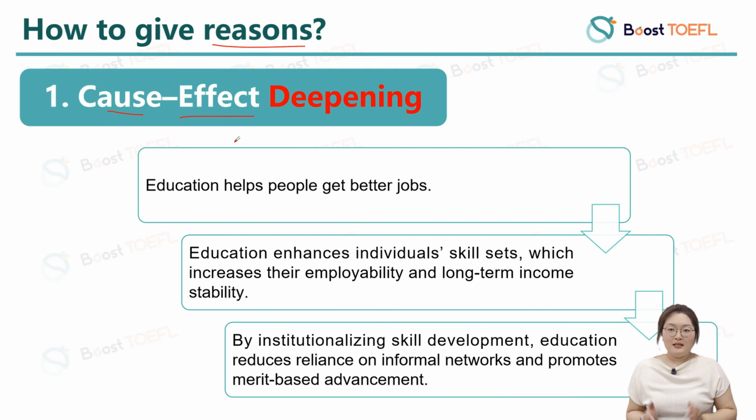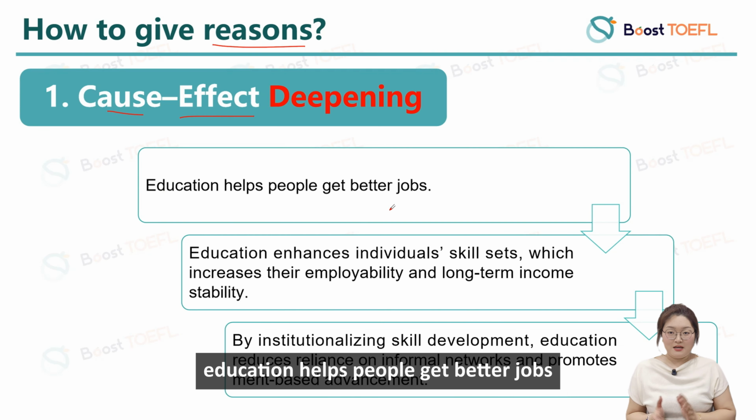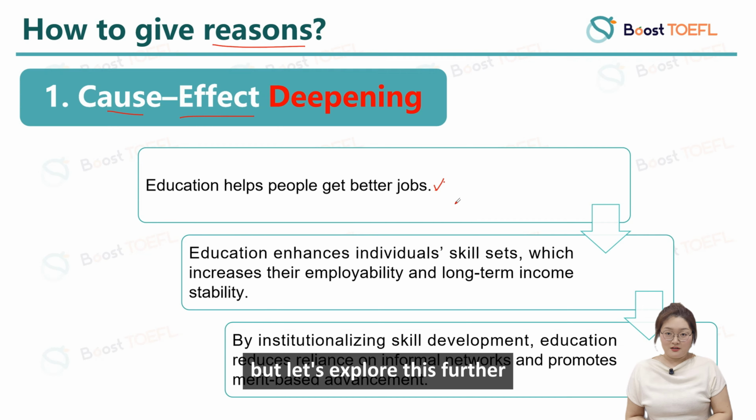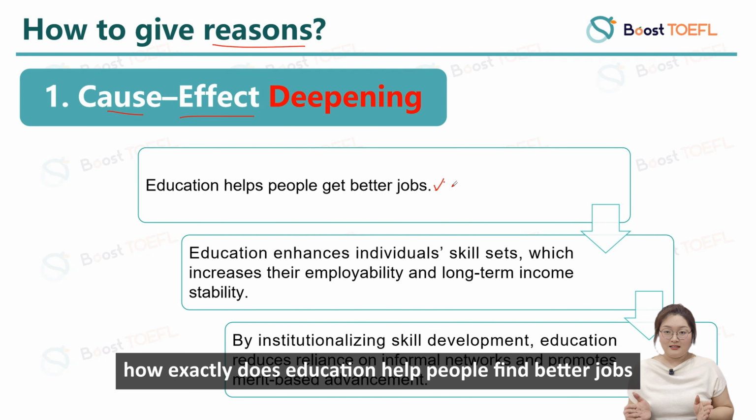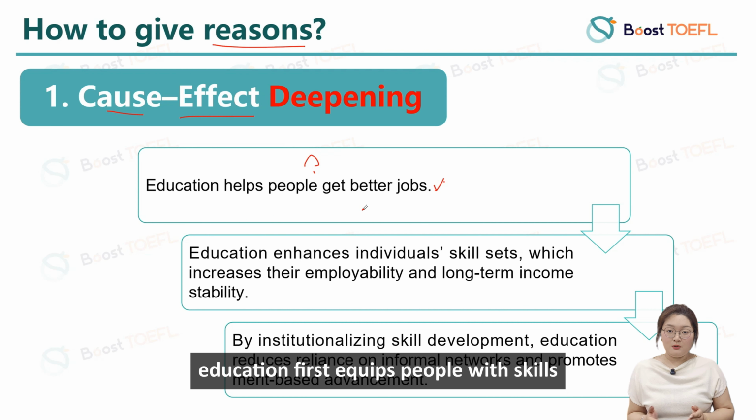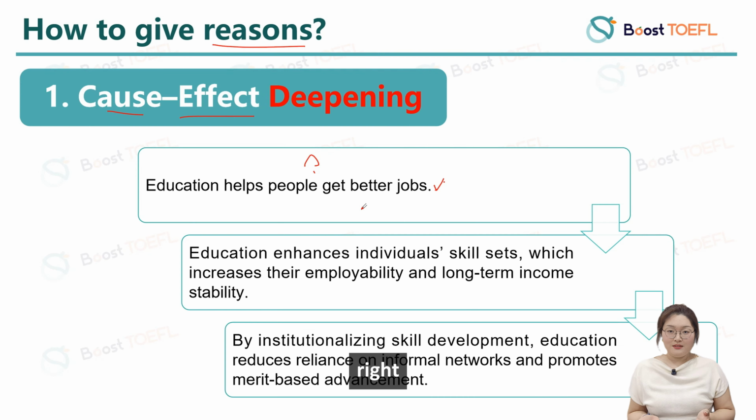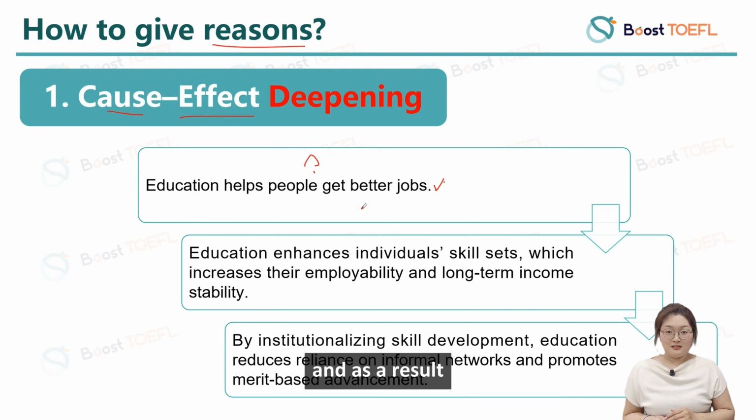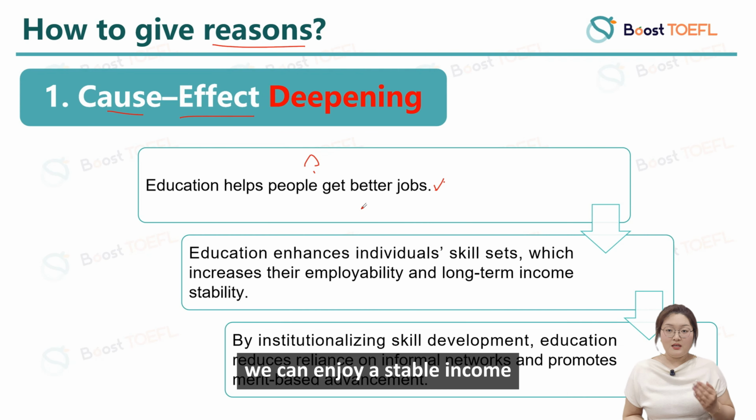For example, education helps people get better jobs. Okay, this is correct. We all know that, right? But let's explore this further. How exactly does education help people find better jobs? Well, education first equips people with skills, right? And with these skills, it becomes easier for us to get good jobs. And as a result, once we have jobs, we can enjoy a stable income.